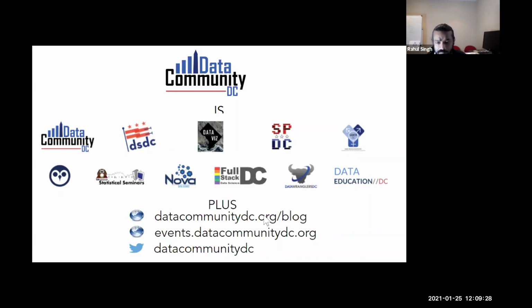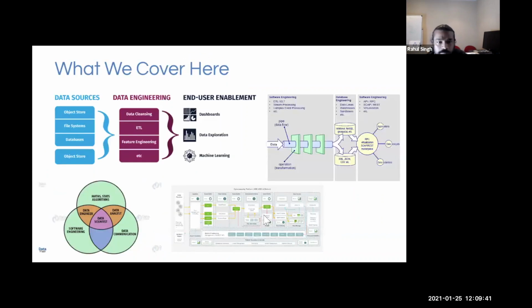I'm guessing, but with the overlap of all of the different meetups, I think there's probably 20 to 25,000 unique people across all these meetups who are part of Data Community DC.